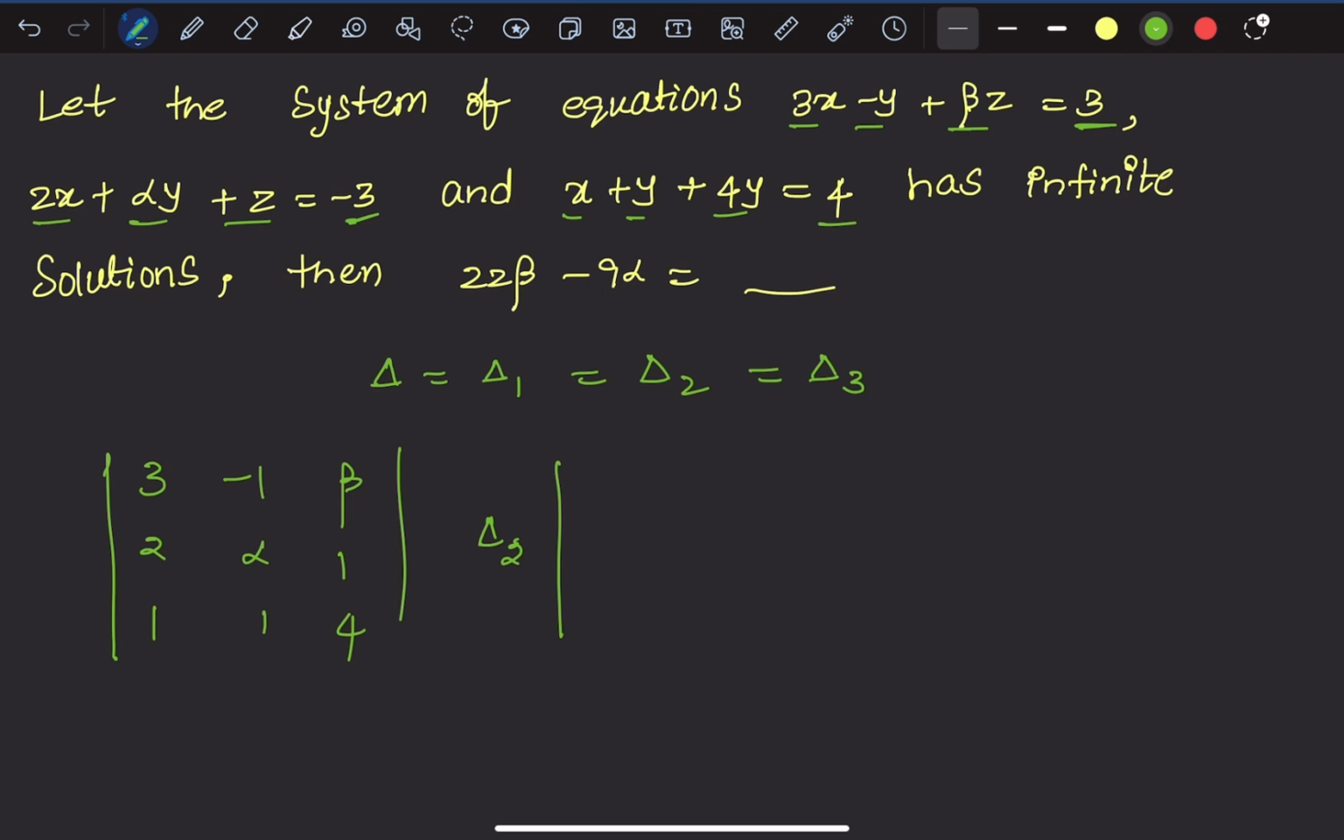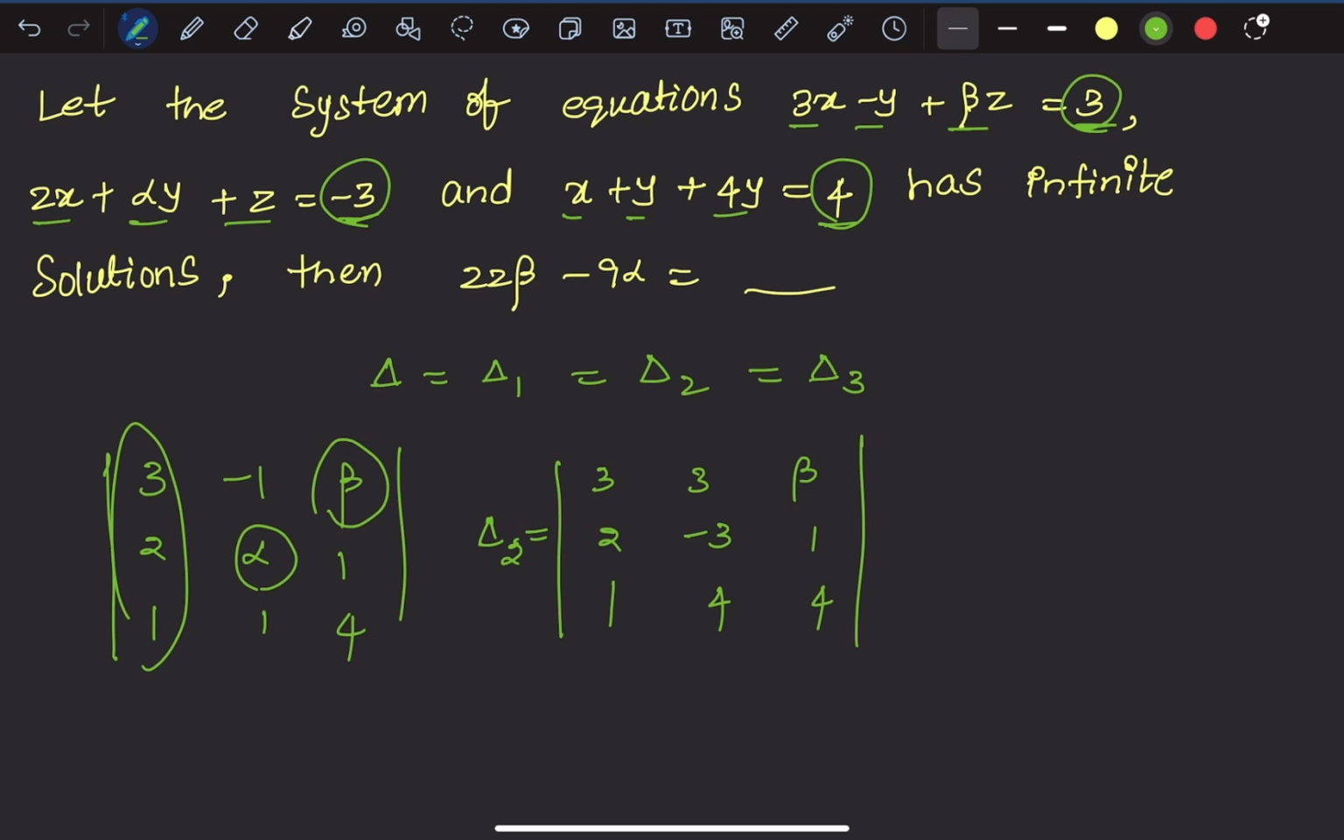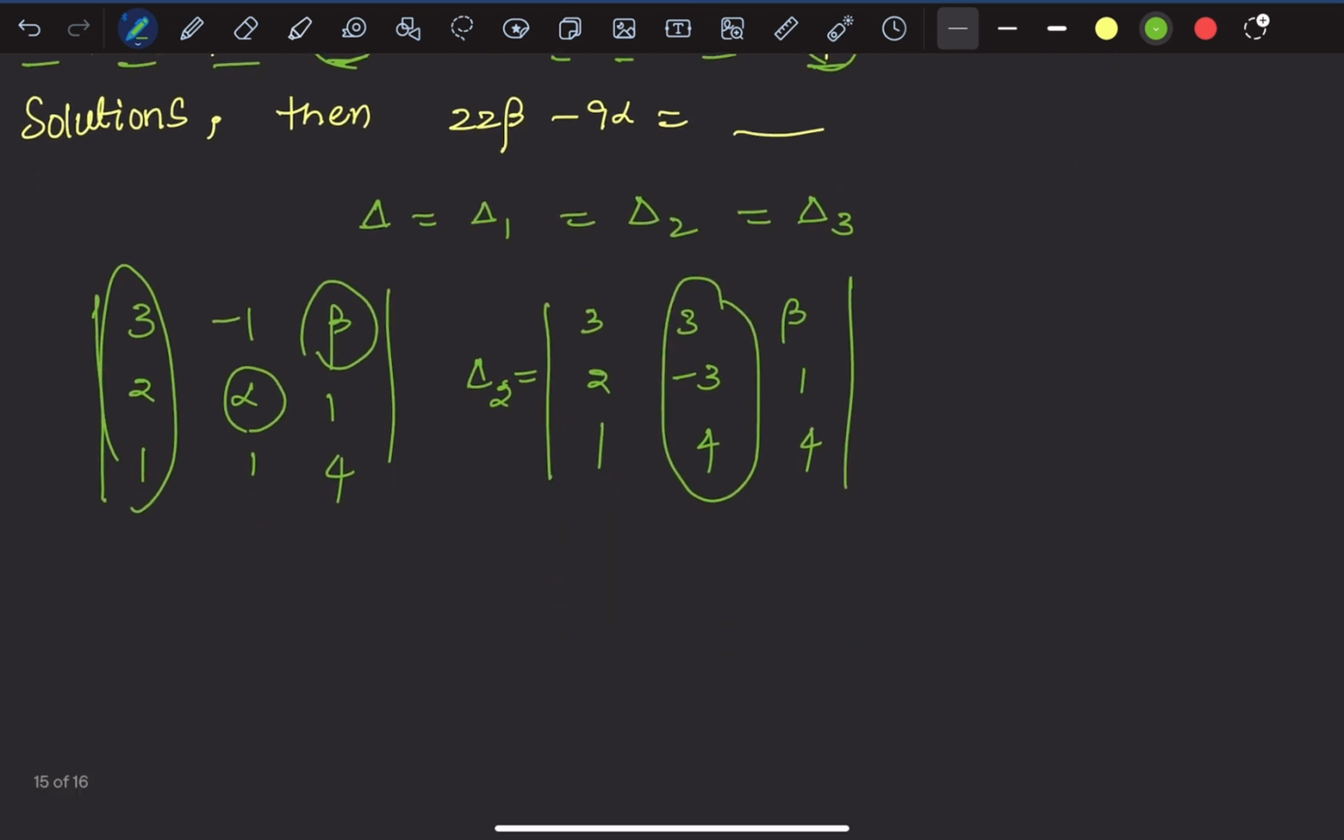So let us see what delta 2 is. So that will be 3 2 1. Replace the second column with 3 minus 3 and 4. Beta 1 4. Why did I replace the second column and not the first column? If I replace the first column, you'll have alpha and beta both in the determinant. But if I replace the second column, you'll have only beta and you can find out the value of beta.